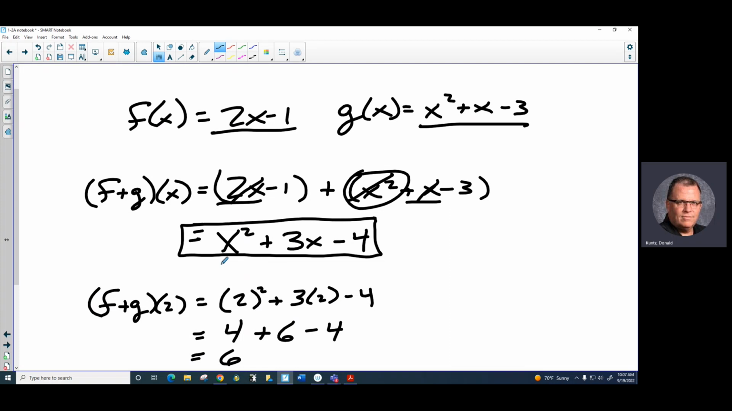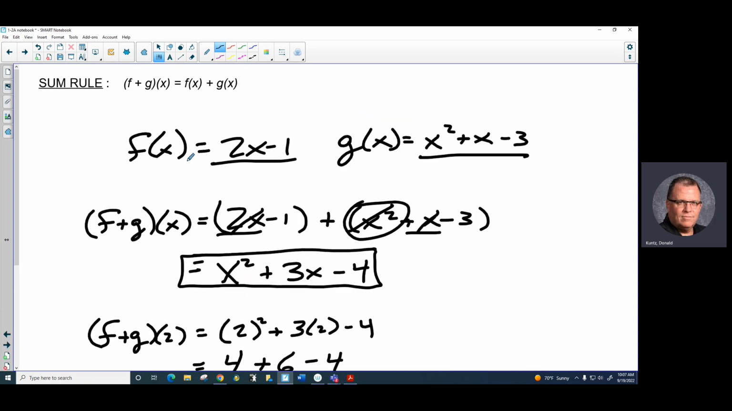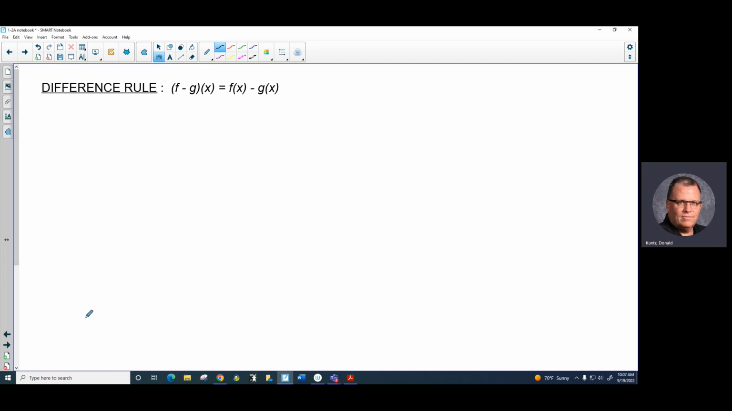It's that straightforward. So again, just a basic rule. There's going to be a certain complexity added to this when we get into rational functions. I'm going to come back to that at the end. All right, so next, the difference rule.